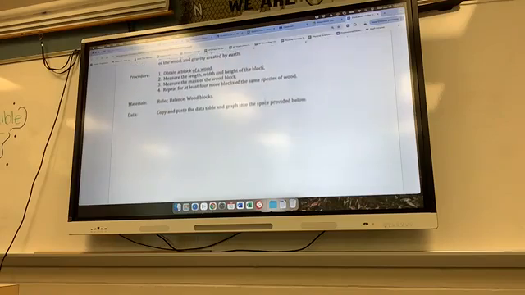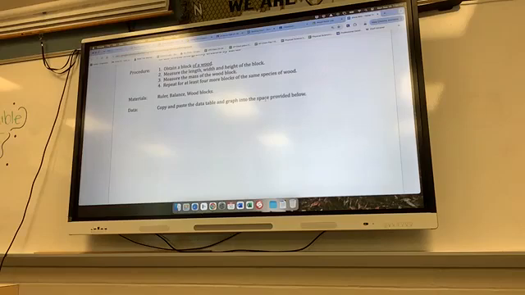All right, procedure. 1, get a piece of wood. 2, measure the length, width, and height of the block. 3, measure the mass of the wood block. 4, do it for at least 4 more blocks. So that is what we are doing in lab tomorrow.